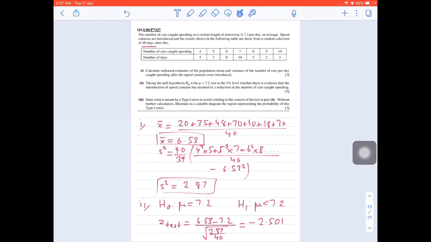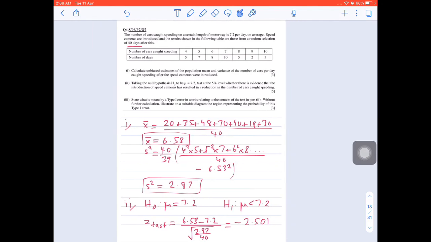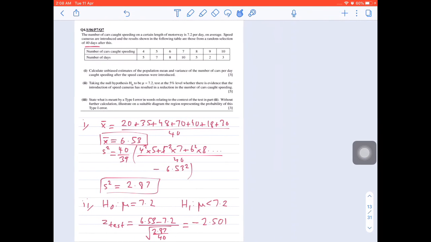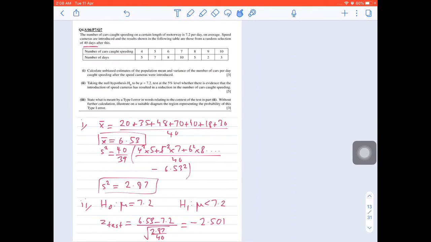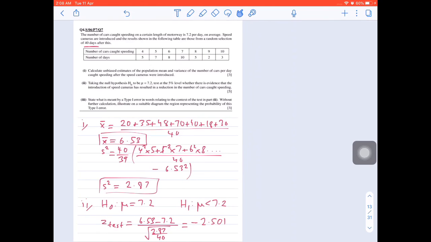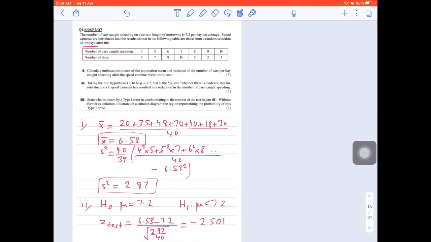So we have to test whether there is evidence that the introduction of speed cameras has resulted in a reduction in the number of cars caught speeding. So it has resulted in a reduction. So we can say that there is sufficient evidence to say that there is a reduction in the number of cars being caught speeding.